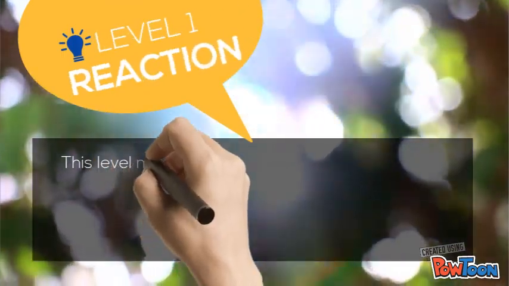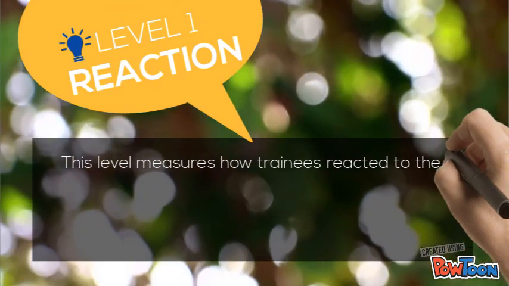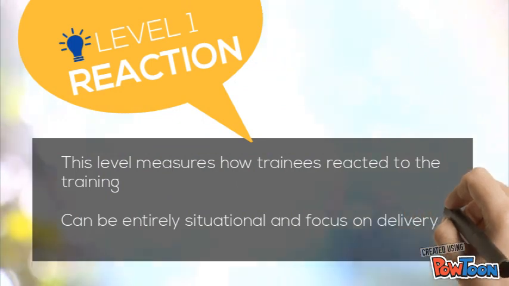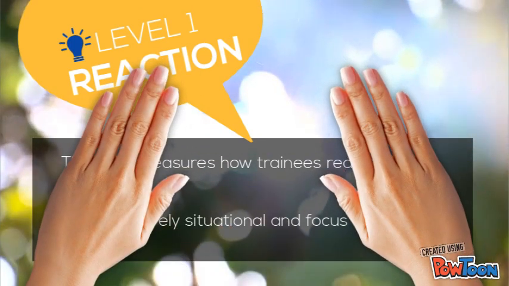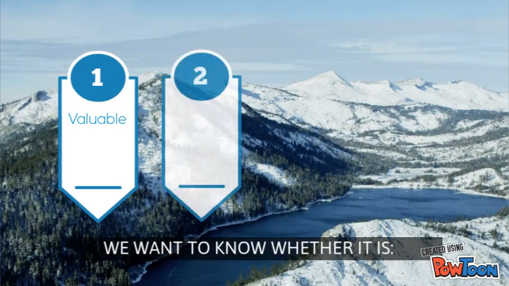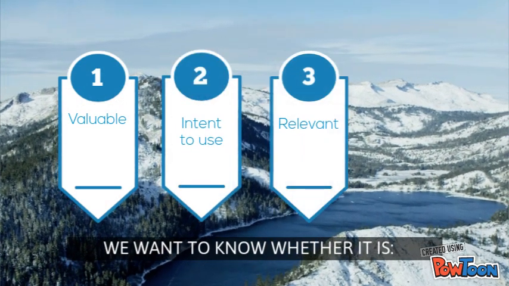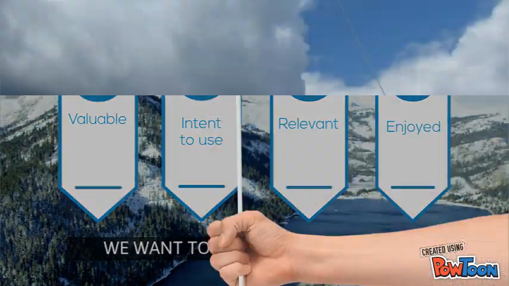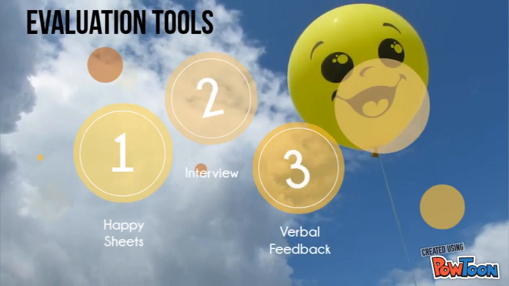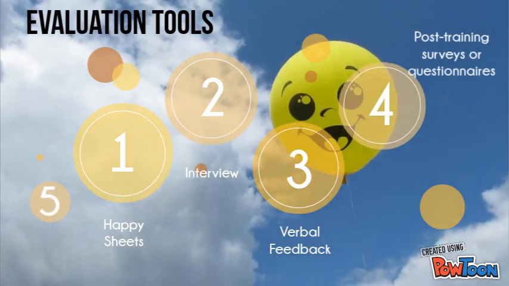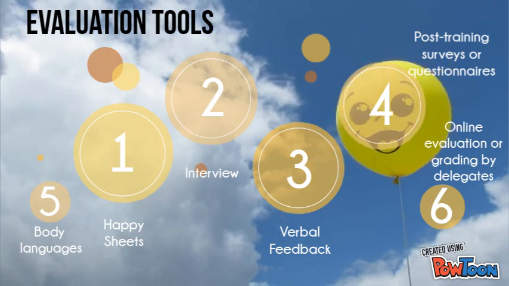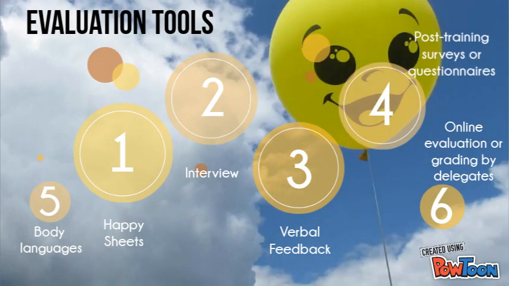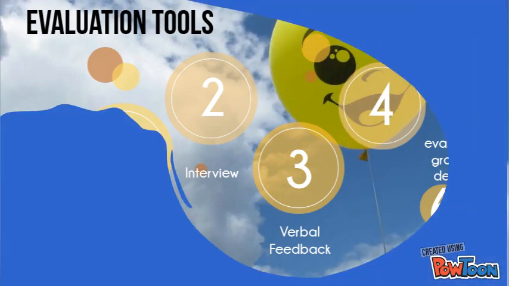The first level is called reaction. This level measures how trainees reacted to the training. It can be entirely situational and focus on delivery aspects. We want to know whether it is valuable, whether they intend to use it, whether it is relevant, and as well whether they enjoyed it. The evaluation tools for this level are happy sheets, interviews, verbal feedback, post-training surveys or questionnaires, body language, and online evaluation or grading by delegates.